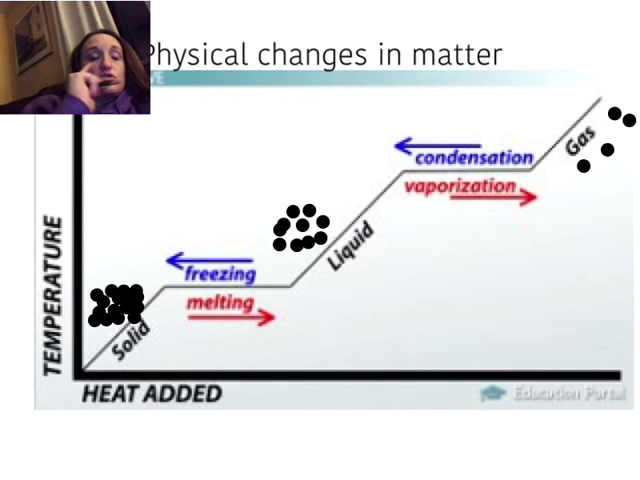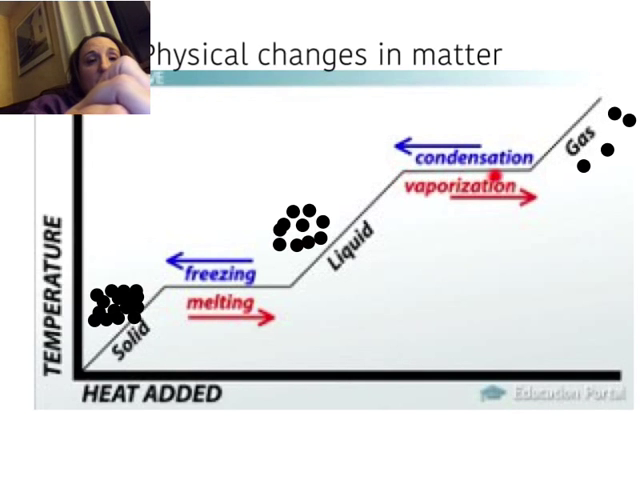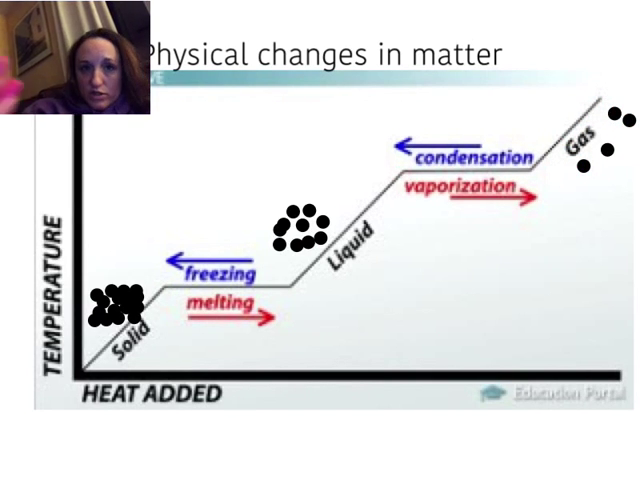We should show this in a graph form as well. So here we have a solid. The particles are close together, vibrating closely together. Adding heat, it melts into a liquid. Particles are a little bit more spread out, moving a little bit more quickly. And then you hit the vaporization temperature. It vaporizes and turns into a gas, and that is up here, where the particles are much more spread out.